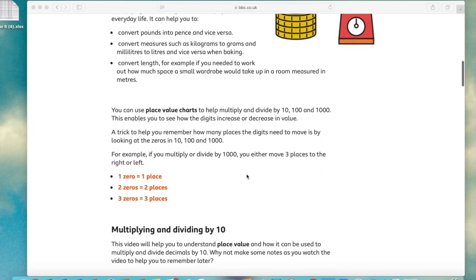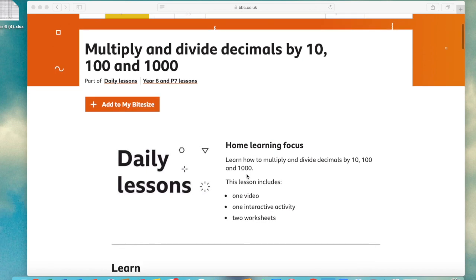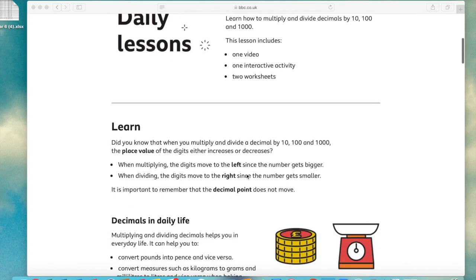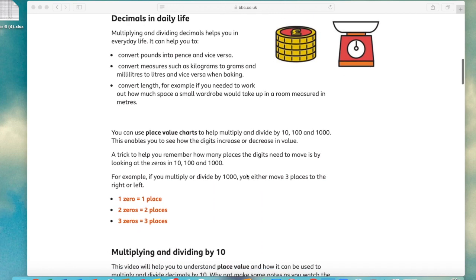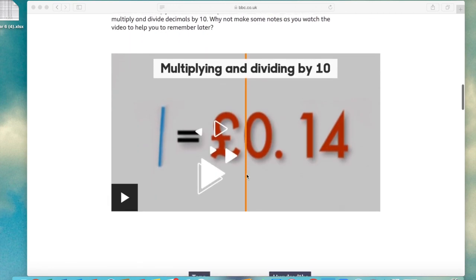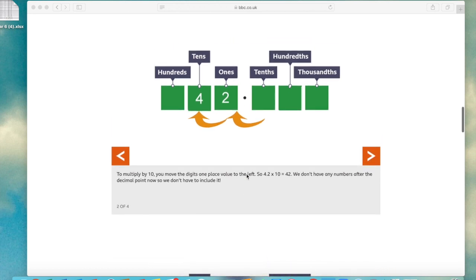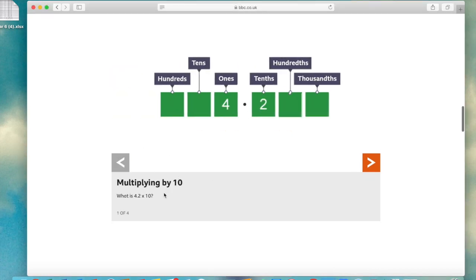Key thing to remember, and this is the BBC Home Learning website, and I'll send you a link to this in the blog post. But you've got some information to read through, a little video. This is the key thing. It's saying here, actually, that's number 1 of 4. It says, what is 4.2 multiplied by 10? So you've laid it out here in hundreds, tens, ones, tenths, hundredths, and thousandths.